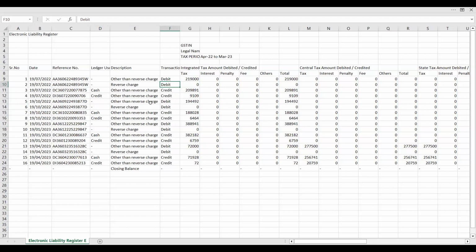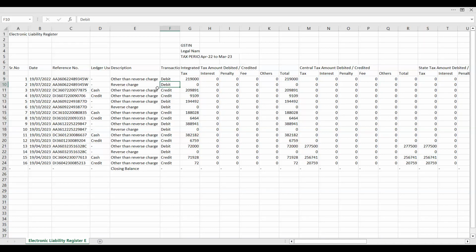See, what I was trying to tell you in the earlier class is that this is the liability register. This is the electronic liability register. We have seen the electronic cash ledger, electronic credit ledger, and tax liability and ITC comparison statement, and now I am showing you the electronic liability register. Though the name says liability, it is the register which is maintained by the GST department.